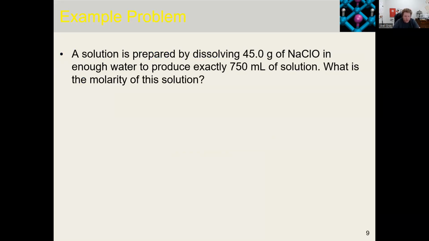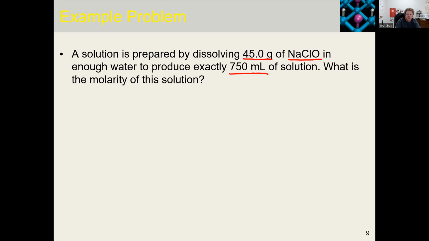Now, to capture this in a question, we've got this right here. A solution is prepared by dissolving 45 grams of NaClO in enough water to produce exactly 750 milliliters of solution. What is the molarity of the solution?